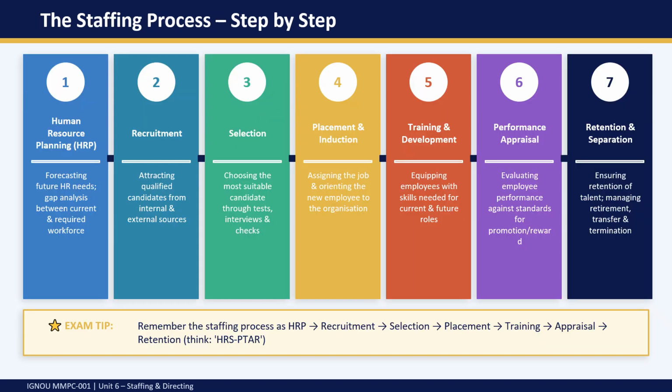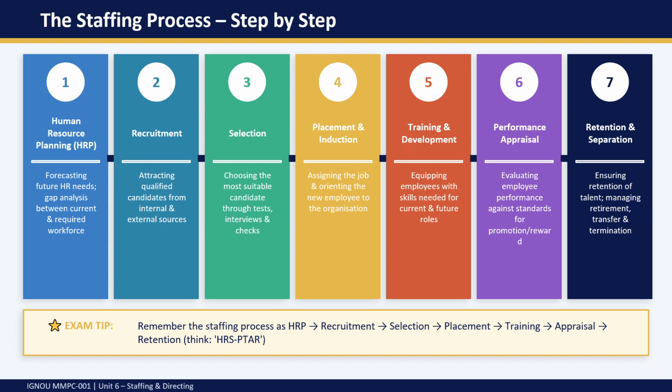Now, let us walk through the staffing process step by step. And you should remember this using the mnemonic HRSPTAR. The first step is human resource planning or HRP, where managers forecast the organization's future manpower needs and conduct a gap analysis between the current workforce and what is required. The second step is recruitment, which is a positive process of attracting as many qualified candidates as possible from various sources. The third step is selection, which is actually a negative process. You are eliminating unsuitable candidates and choosing the best fit.